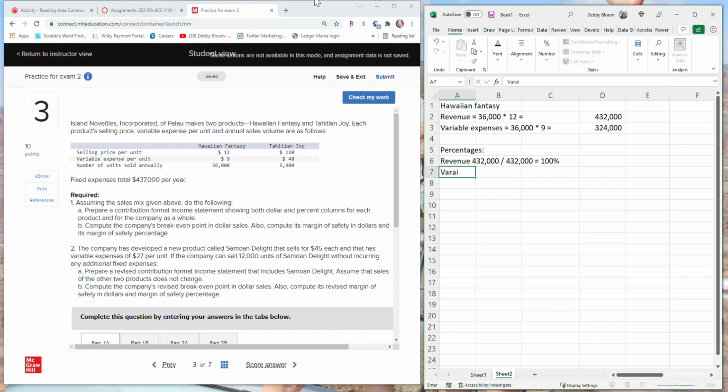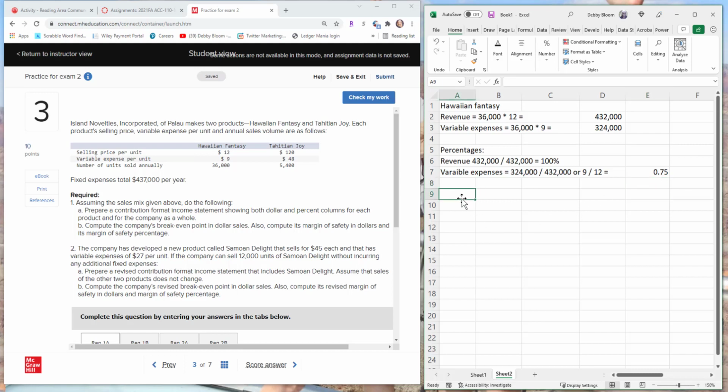Now for the variable expenses, we can take 324,000 divided by 432,000, or if you want, much easier, we can just take 9 divided by 12. You'll see that both come out to the same answer. If I take 324,000 divided by 432,000, I'm going to get 0.75. And if I take 9 divided by 12, I'm going to get the same 0.75.